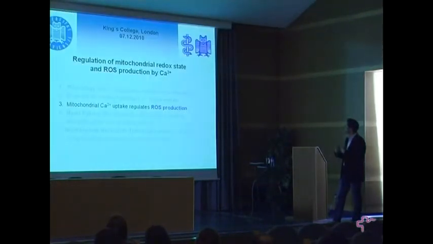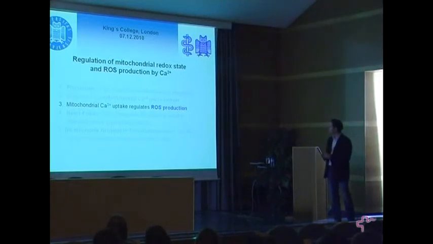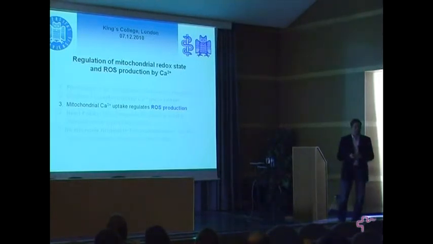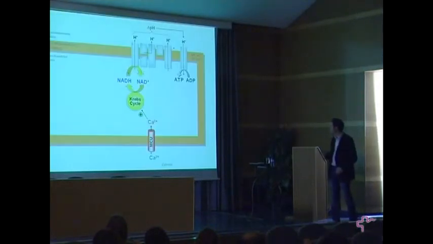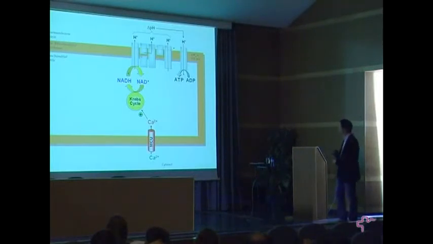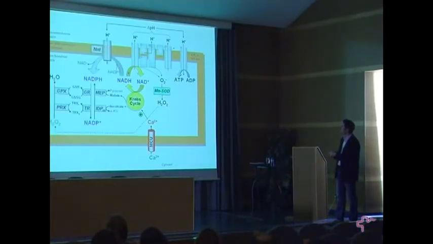So the second topic I'd like to touch on is how mitochondrial calcium uptake regulates ROS production. To understand this, let's have a look at ROS production in myocytes in the first place. At the respiratory chain, superoxide is generated at complexes 1 and 3, and superoxide is dismutated to H2O2. In order to eliminate H2O2, it takes a whole array of enzymes that in the end all require reduced NADPH. This is the glutathione and the thioredoxin systems.